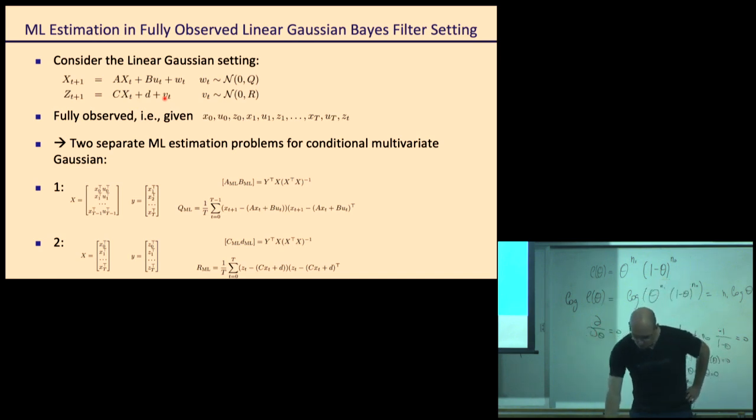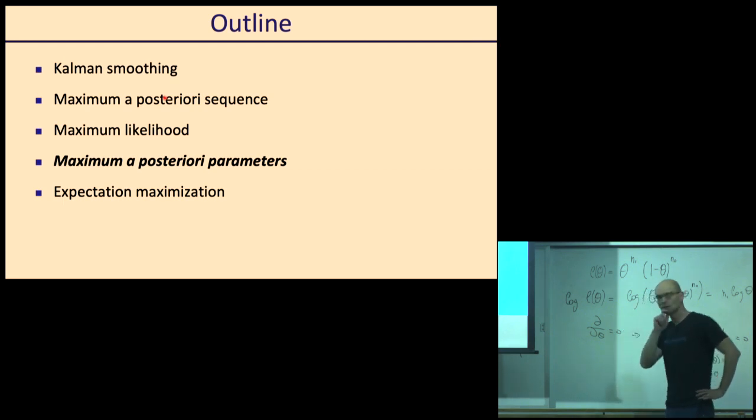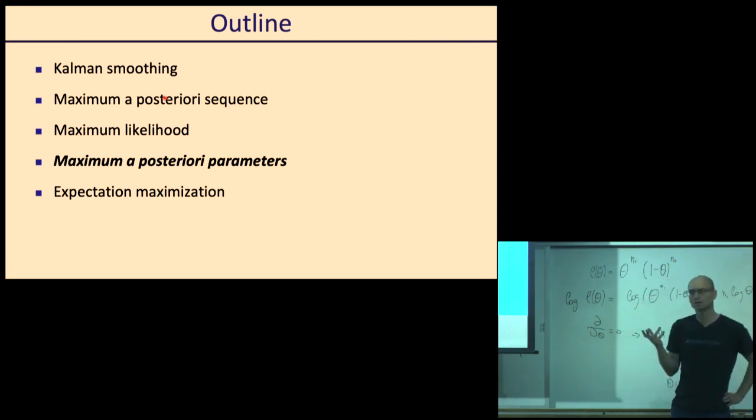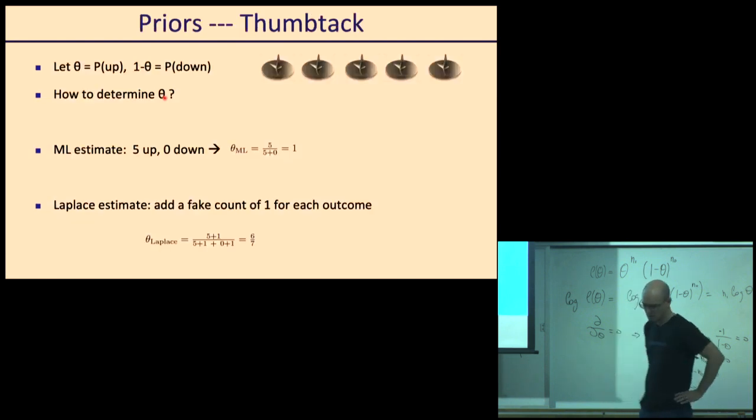Now, one thing you might want to be wary of is that sometimes you don't want to just do the maximum likelihood estimate. You might want to pay attention to something else. So think about the thumbtack example. Let's say I had 5 ups. Would you say that the probability of down is 0? Probably you would not, because you might say, well, you never know. It could be down sometimes.